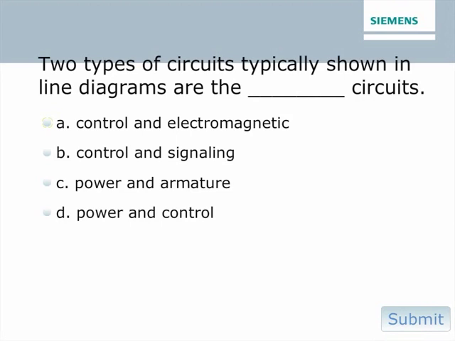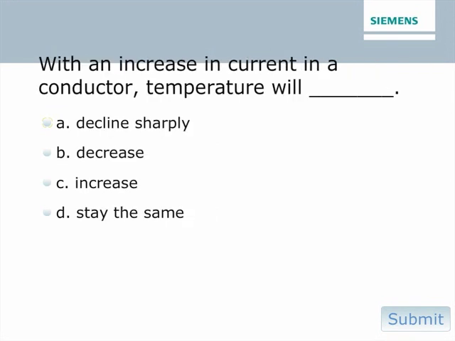Question 3. Two types of circuits typically shown in line diagrams are the blank circuits. Is it A, control and electromagnetic, B, control and signaling, C, power and amateur, or D, power and control? Question 4. With an increase in current in the conductor, temperature will A, decline sharply, B, decrease, C, increase, or D, stay the same?